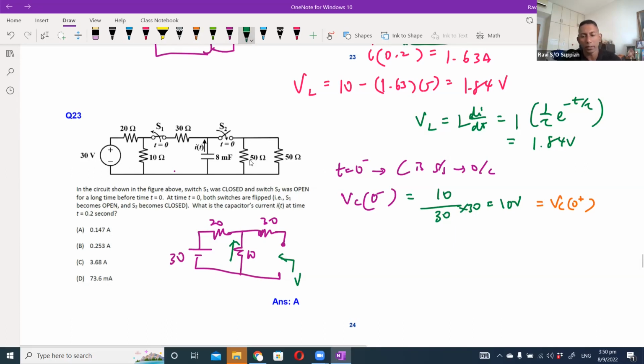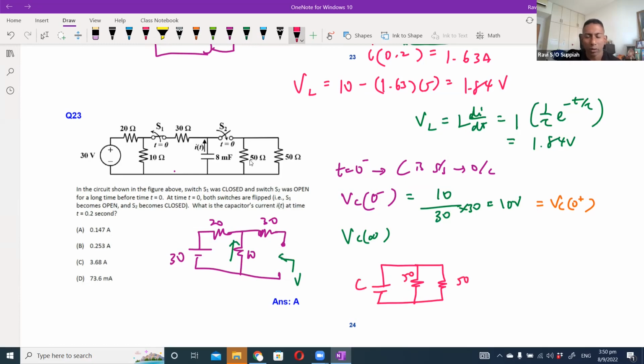How about VC at infinity? If you look at the circuit at infinity, you have a capacitor that is discharging through two resistors, 50 and 50. As long as I discharge in a closed circuit, eventually you'll go to 0 volt. Once you start to discharge, the capacitor discharges until there are no more charges left. So we can say that VC infinity will be 0 volt.